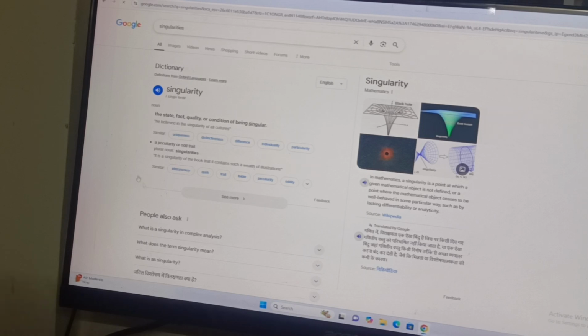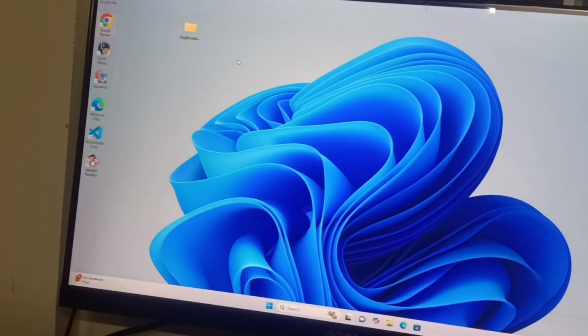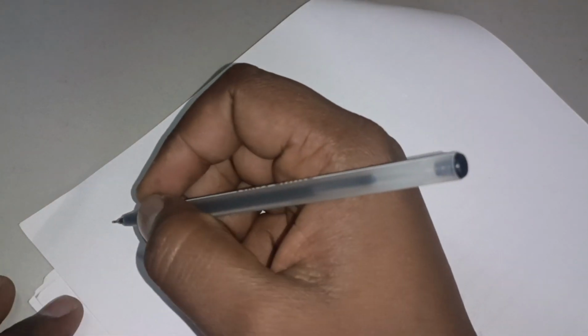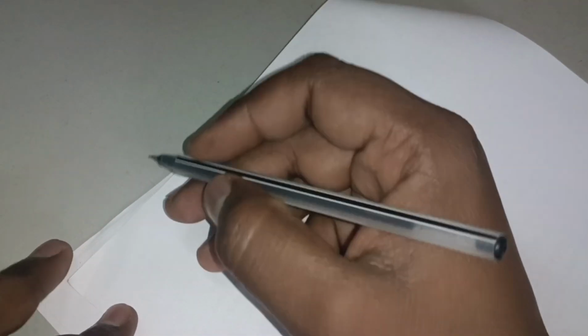So okay, there is nothing else. Singularities. That's all about. Okay, so now we will see an example on Laurent series.